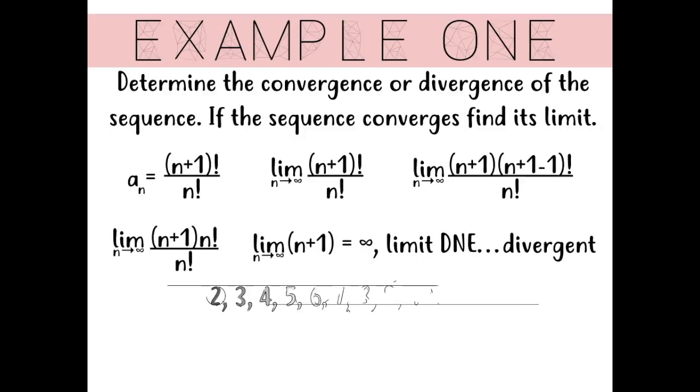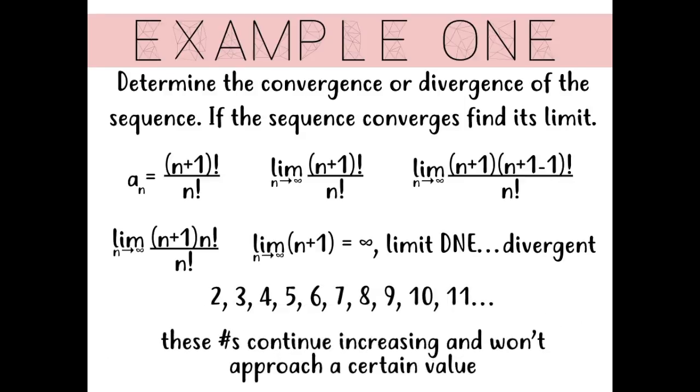And notice if we tried to find our terms, we're just going to get 2, 3, 4, 5, 6, and so forth. Notice that these numbers continue increasing and won't approach a certain value, which again reinforces the concept that this is a divergent sequence. Now that we know this, let's move on to a different topic.